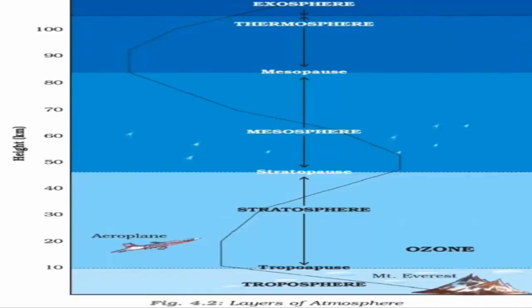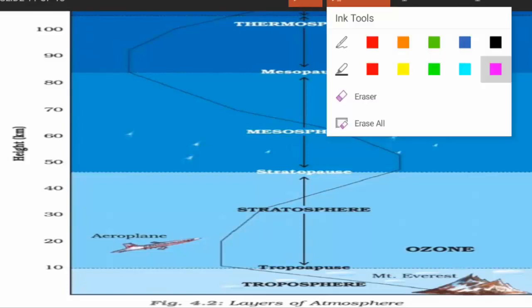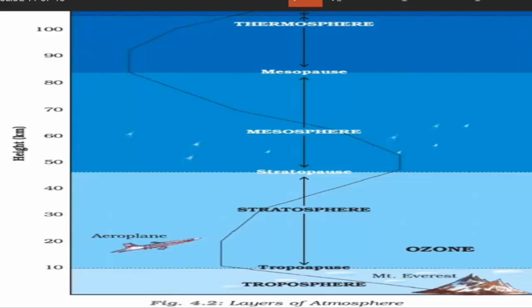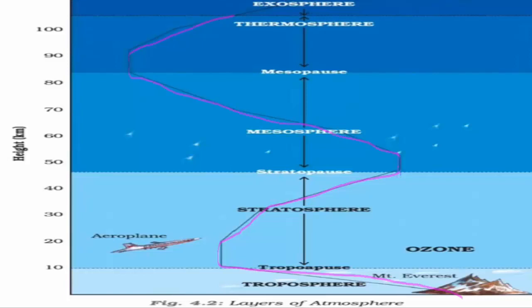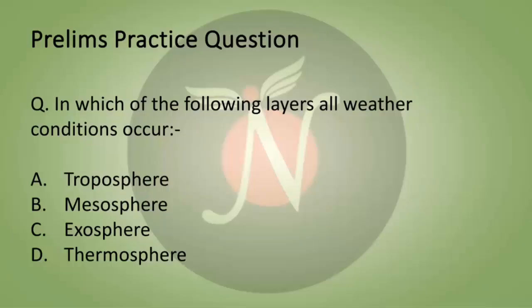Now in the next slide, I have given you the temperature variation. As you rise from the troposphere, the temperature gradually decreases. It will be stable through the stratosphere and it will start increasing. Then in the mesosphere, it will increase a bit and then again fall. But in the thermosphere it will start rising again, and in the exosphere it will again rise due to direct sunlight.